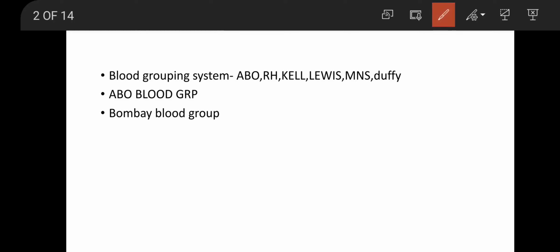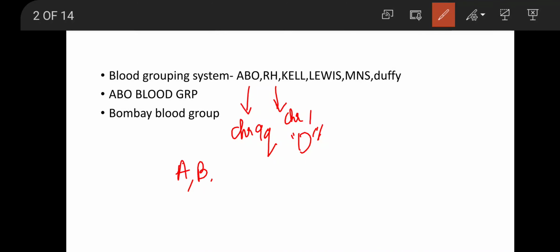Regarding ABO blood grouping, it is on the long arm of chromosome 9q. And Rh is on chromosome 1. The antigen which we consider in Rh is D antigen. So based on ABO blood grouping we have A, B, AB and O. And in Rh we have Rh positive and negative.